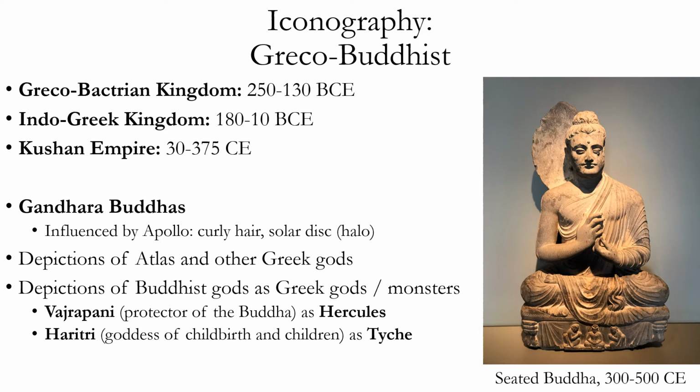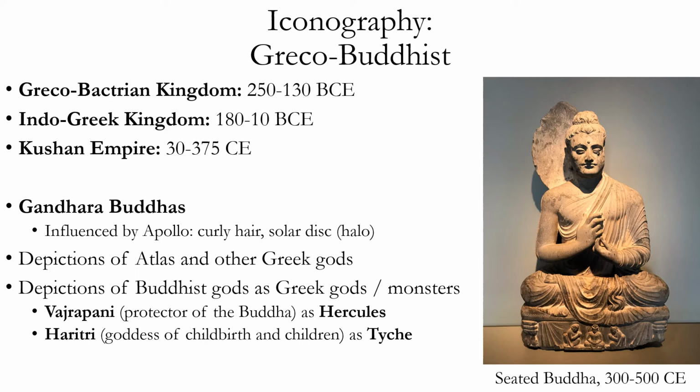An example of Greco-Buddhist iconography is the Gandhara Buddhas. Those come from the ancient kingdom of Gandhara in north or northwest India, what's now Afghanistan. These show an influence of ancient Greek depictions of the god Apollo, who was the god of the sun. A couple of examples of that are having curly hair, which the Buddha was not supposed to have. He was clean shaven on the top of his head like Buddhist monks.